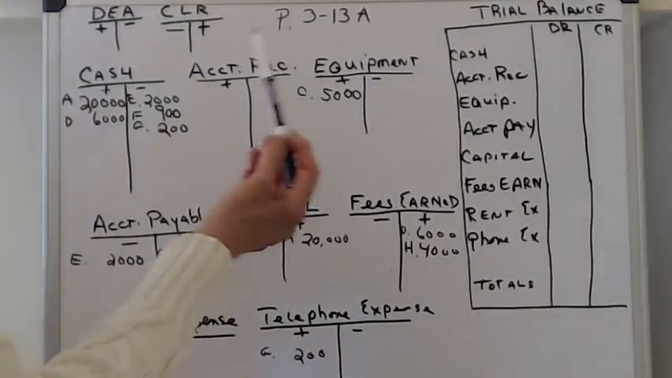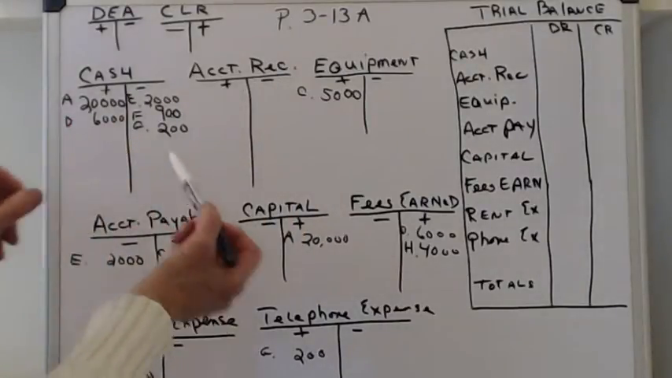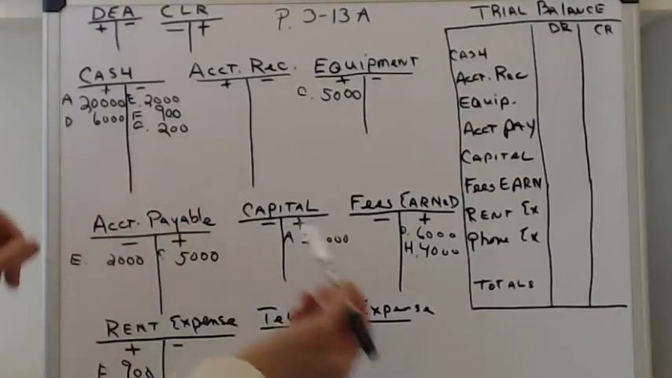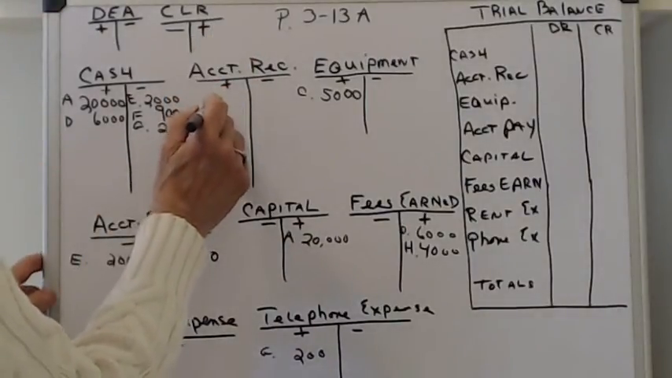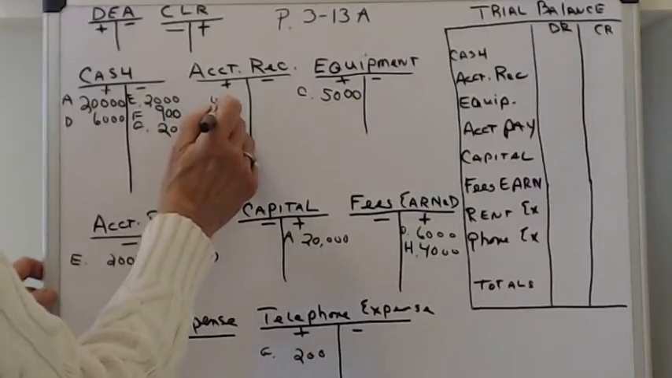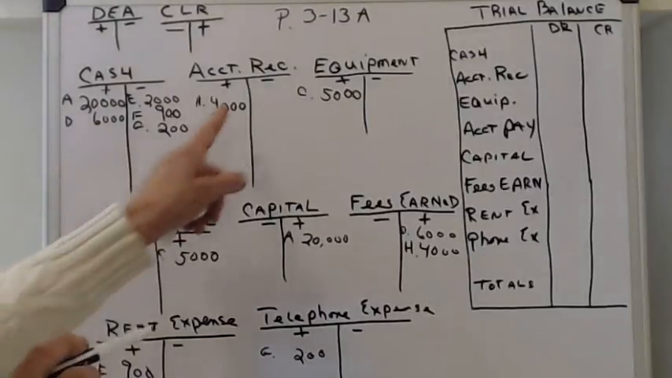So we're going to go up to accounts receivable. We can't put it in cash yet because he didn't receive the cash. Excuse me, he earned it, but he didn't receive the cash yet. They still owe it to him, so we're going to add it to accounts receivable, showing that that customer still owes him $4,000.